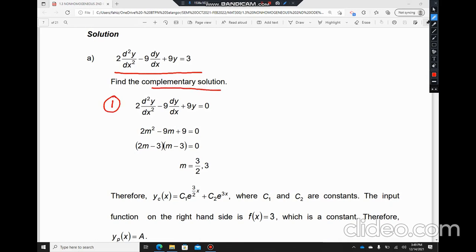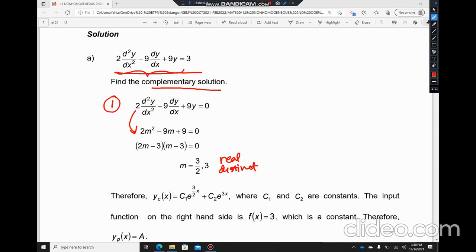So to find complementary solution, awak just kira yang bahagian kiri. Kira kat sebelah kiri tukar kepada auxiliary equation, which is 2m² - 9m + 9 = 0. Then you need to factorize. After you factorize, you get m = 3/2 and m = 3. So yang ni maksudnya real root and distinct. Maksudnya dia real dan berbeza.